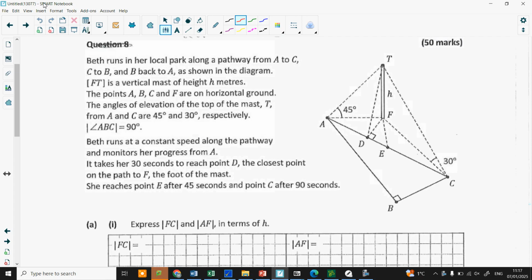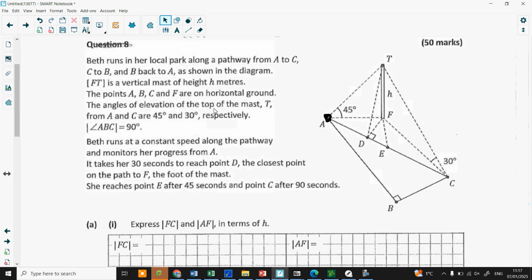Beth runs along her local pathway from A to C. So she's running this direction here from A all the way to C. That's flat ground, that A to C route right there. Okay. She runs from A to C, C to B, and then B back to A. So she does that triangle on the ground. Now that's flat ground. Everybody got that? That's flat ground.